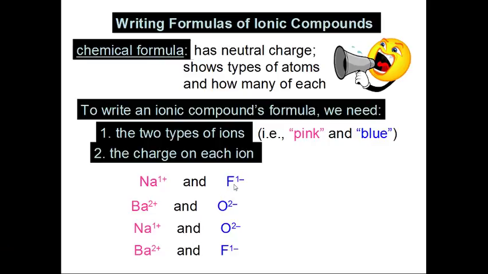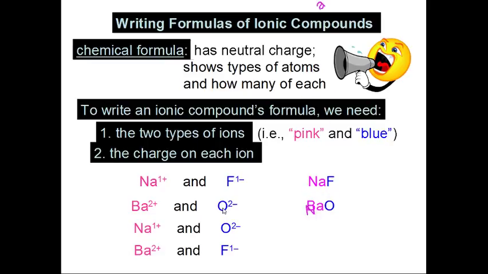We have sodium and we have fluorine. Now what's cool is sodium gives up one electron, fluorine takes one electron, so you only need one of each to make it happy. Bam, sodium fluoride, NaF. Barium and oxygen. Barium gives up two electrons because it's in group 2. Oxygen takes two electrons because it has 6 valence electrons in group 16. They're both happy with each other, BaO.